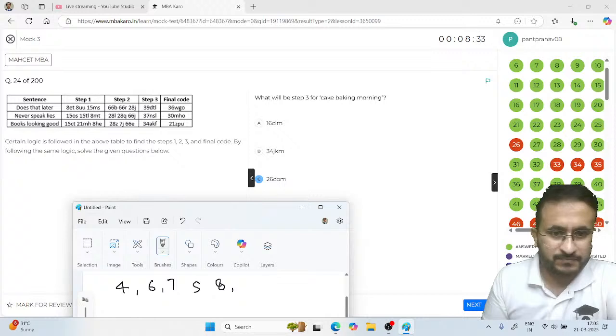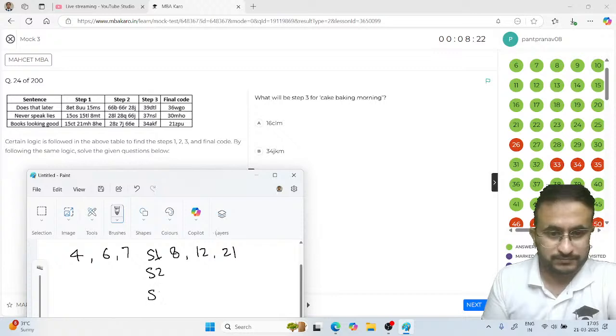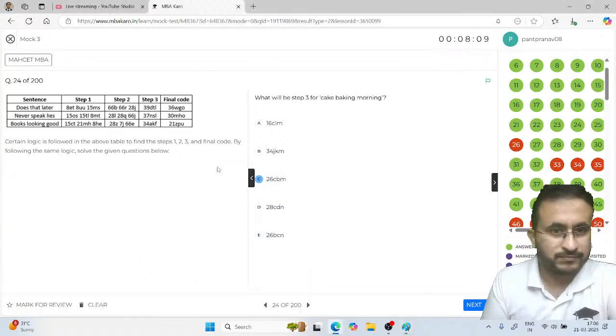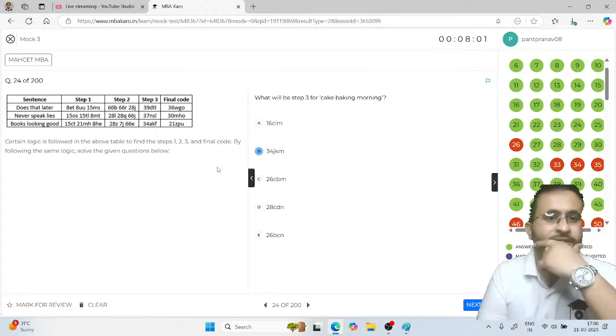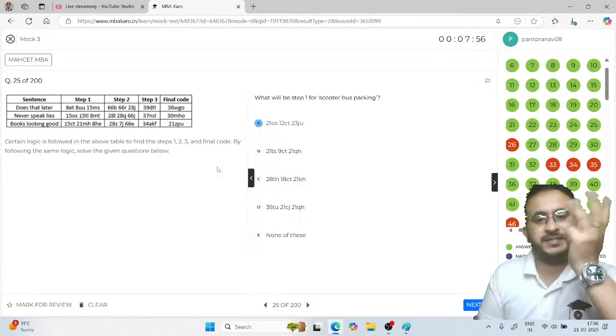In the first step, 6 will become 12, and morning will become 21. 39 will be made. The 21 one goes to the next and becomes 7, then becomes 34. So 39 something 34. Okay, only one is left among these. Let's leave it. Just guessing.